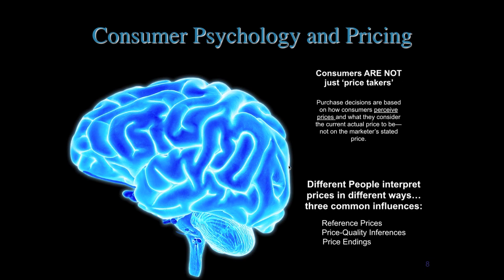And different people interpret prices in different ways. And this is another reason why segmentation and understanding perception of prices is so important, because you may be able to segment your market based on these price perceptions. And some of the ways that people interpret prices differently are through what we call reference prices, price quality inferences, and price endings. And we'll talk about each of these briefly.